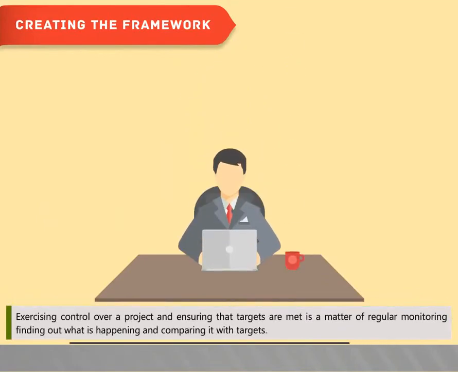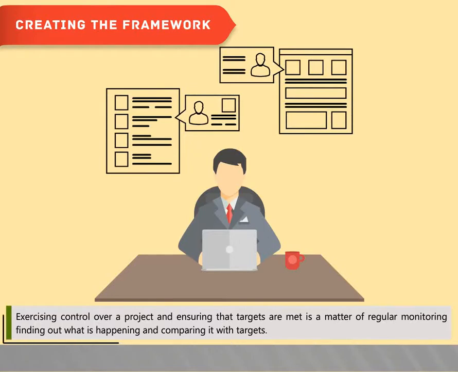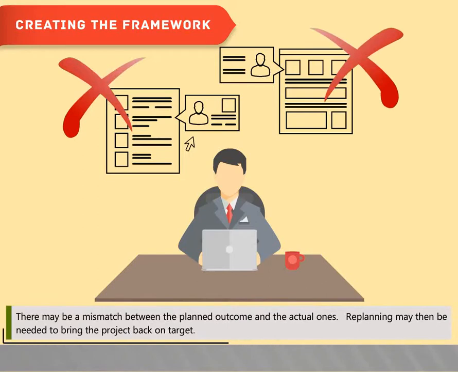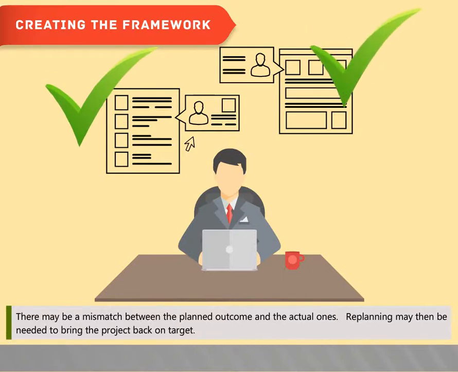Creating the framework. Exercising control over a project and ensuring that targets are met is a matter of regular monitoring, finding out what is happening and comparing it with targets. There may be a mismatch between the planned outcome and the actual ones. Replanning may then be needed to bring the project back on target.